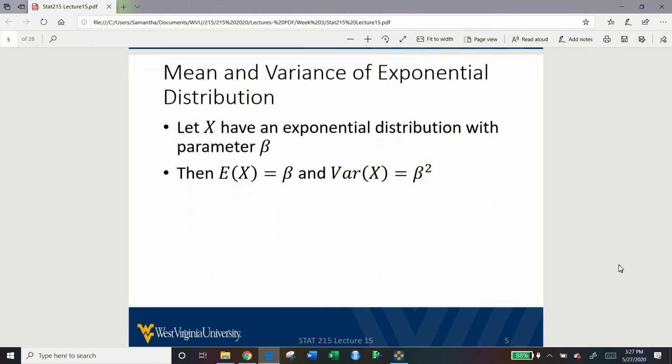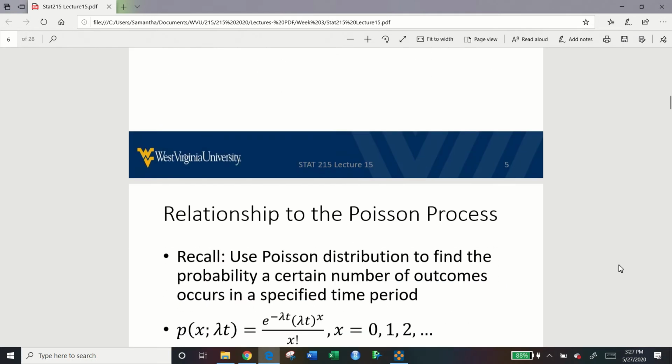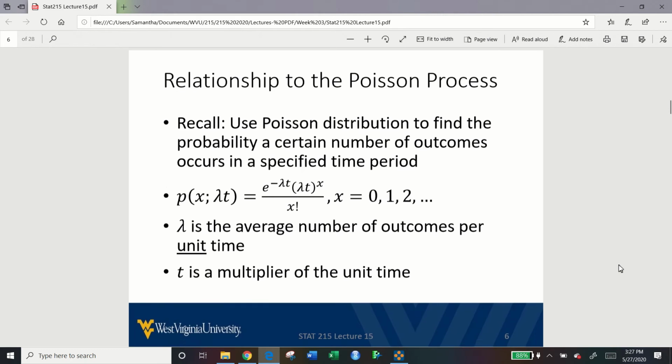So when we are working with our exponential distribution, the expected value of X is going to be equivalent to β, and the variance of X will be equivalent to β squared. At this point, let's talk about how our exponential distribution is related to our Poisson process. If we recall, we use the Poisson distribution to find the probability a certain number of outcomes occurs in a specified period of time.